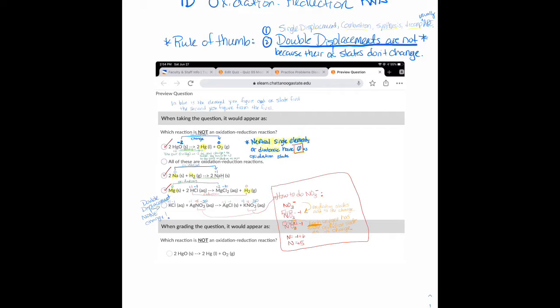It has to do with double displacements. Their charges don't change at any point in the reaction, and so the oxidation states also end up not changing. So I'm going to show with some of these examples right here.